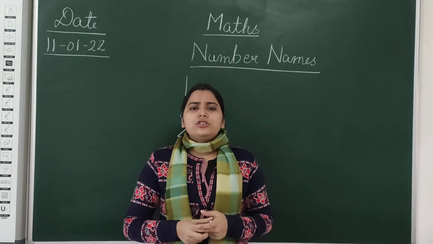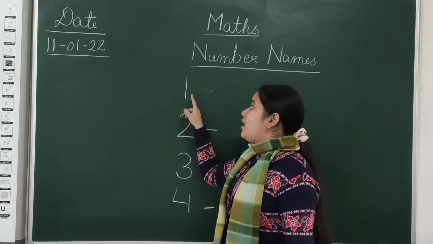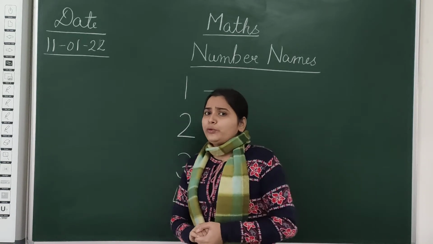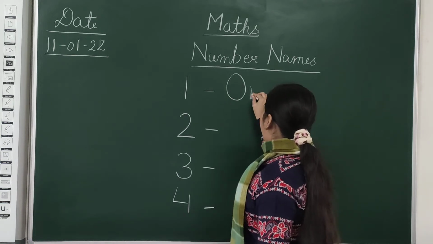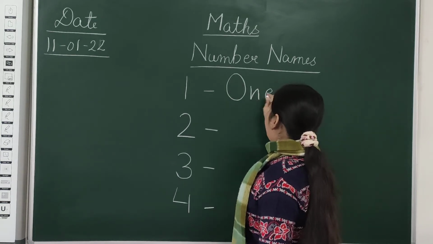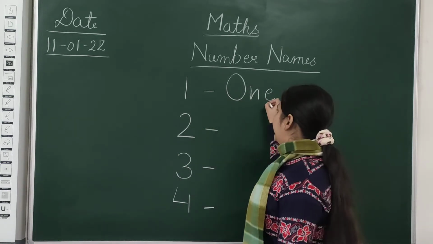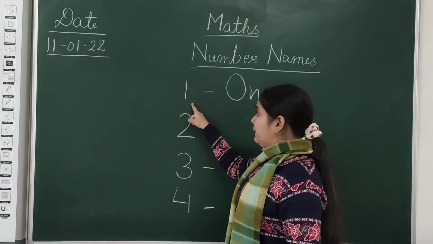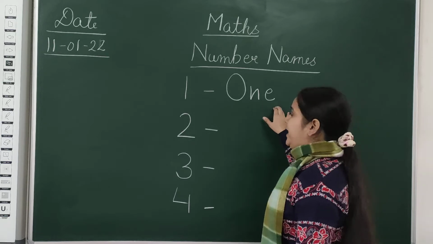Okay students? So, what is this written? This is 1. And what was the spelling of 1? What was the number name? O-N-E. 1. Okay. O-N-E. 1. This is 1. And the spelling of 1 is O-N-E.